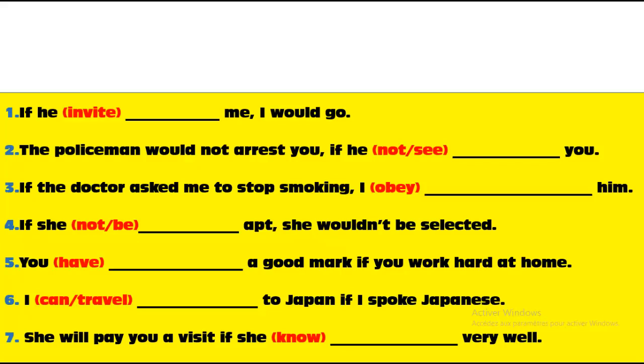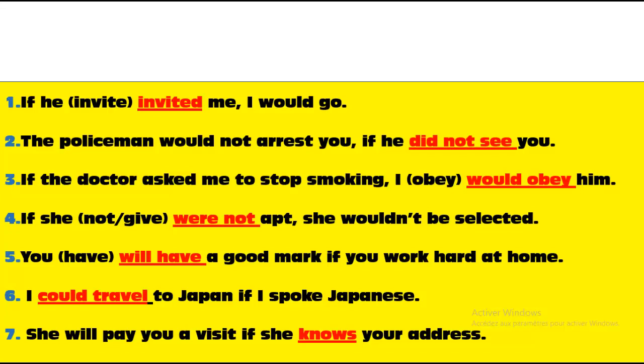Come on, once again, take a piece of paper and a pencil and come back, we correct together. Here is the key. If he invited me, why? Because here we have would go, conditional preterite. The policeman would not arrest, here also conditional, negative form, not see. If the doctor asked, preterite, would obey. If she were not, because here we have would be, conditional 2. You will have a good mark if you work. You work is a present, conditional 1.